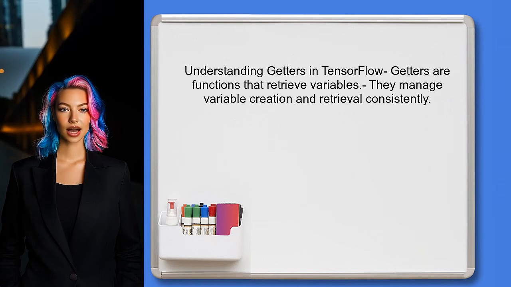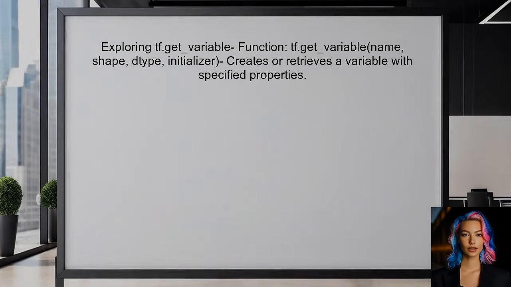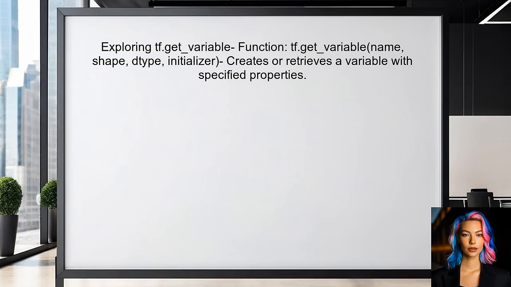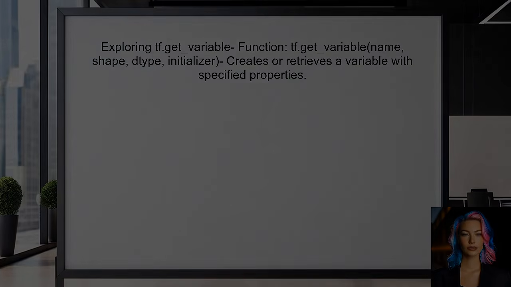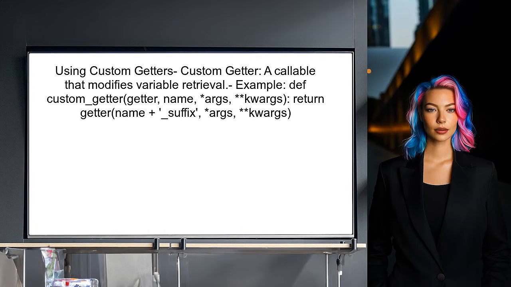To understand the concept of getters in TensorFlow, the user should first know that getters are functions that retrieve variables. They help manage variable creation and retrieval in a consistent manner. Next, the user should look at the function tf.getVariable. This function allows the user to create or retrieve a variable with a specific name and properties, such as shape and initializer. The user can also specify a custom getter. This is useful for modifying how variables are created or retrieved. For example, a custom getter can append a suffix to variable names.